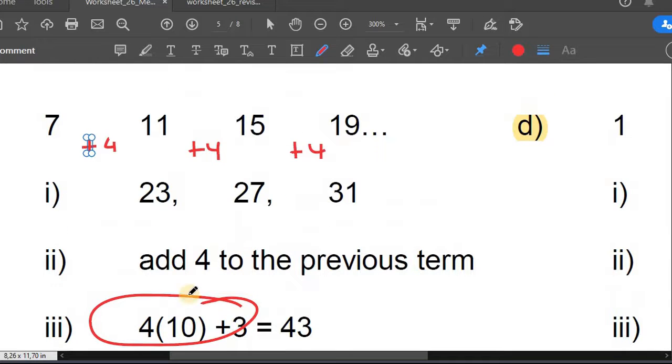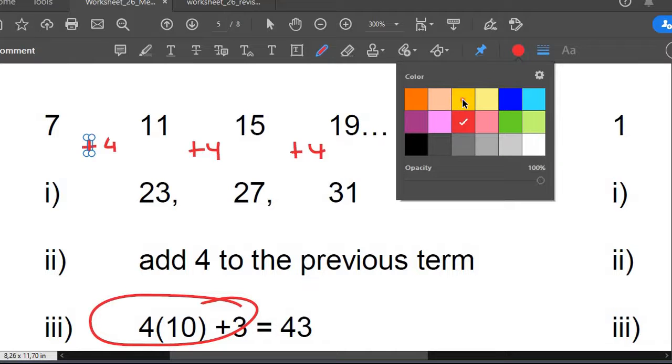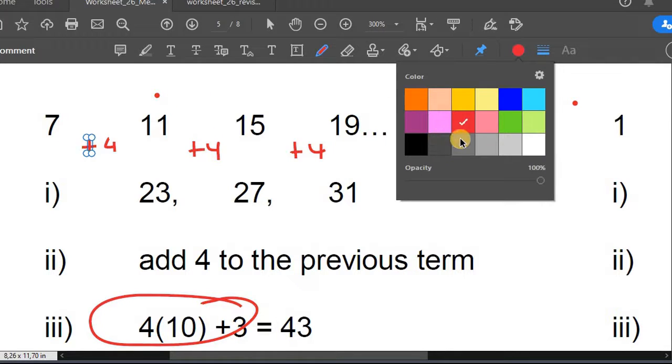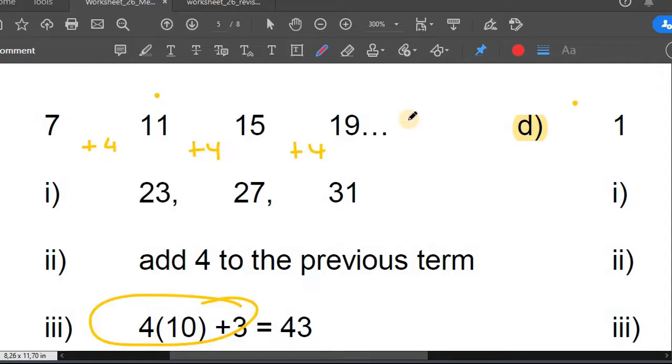I want you to think about this. Let me see if I can change my pen color without changing that. I have to change that. Okay. I can't get red back. Whatever. Okay, apologize for that. Let's take this out.